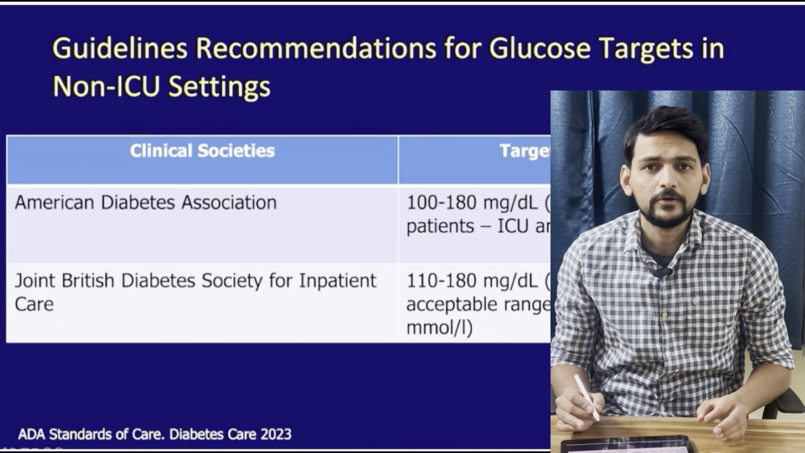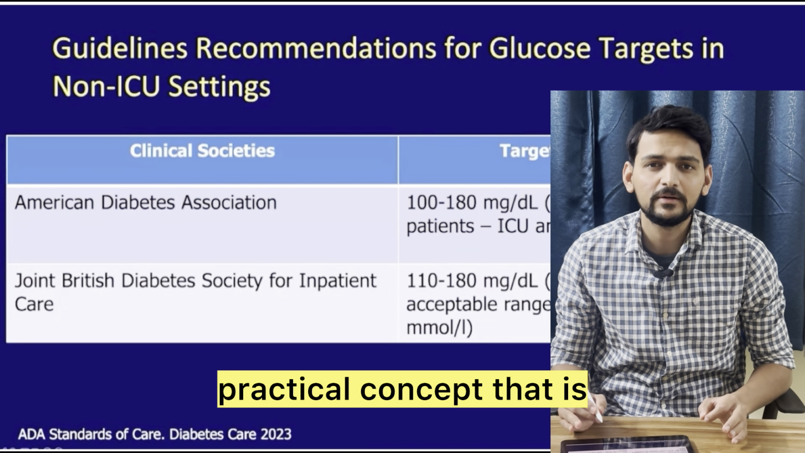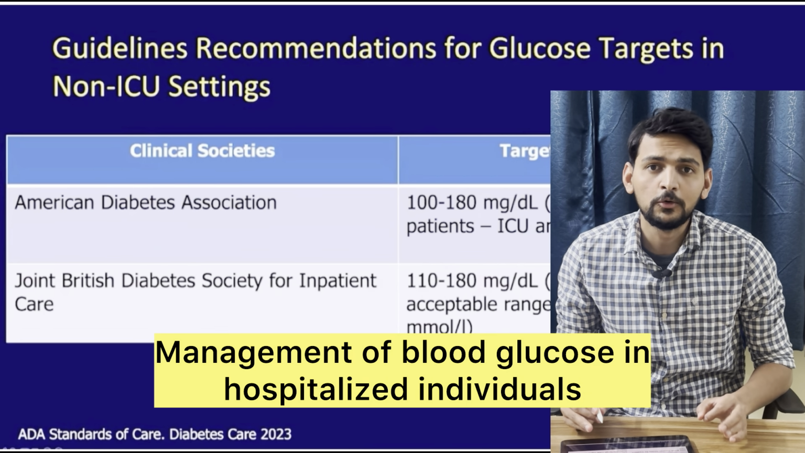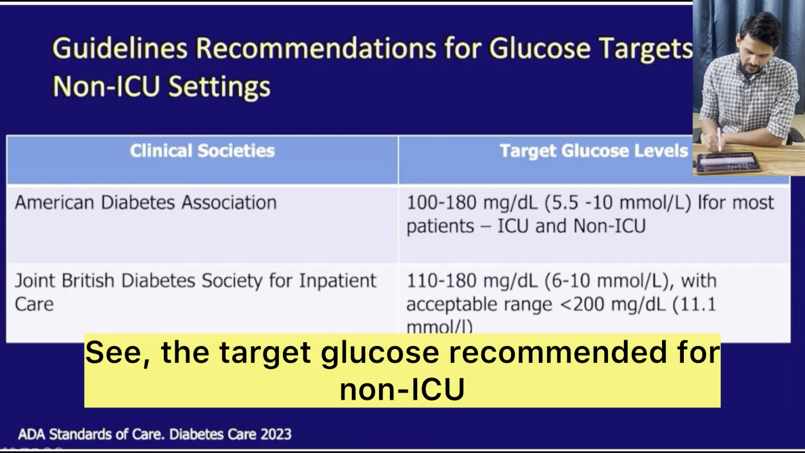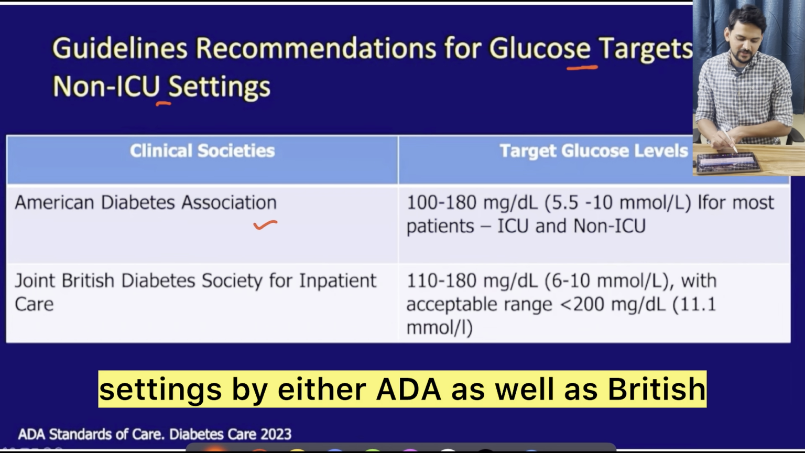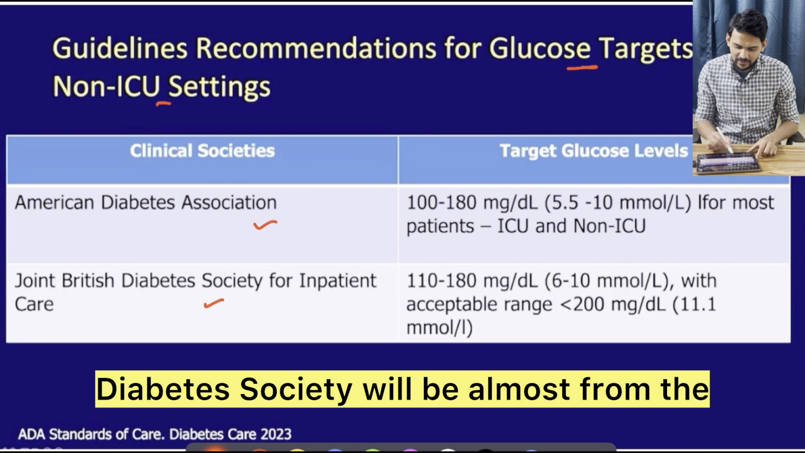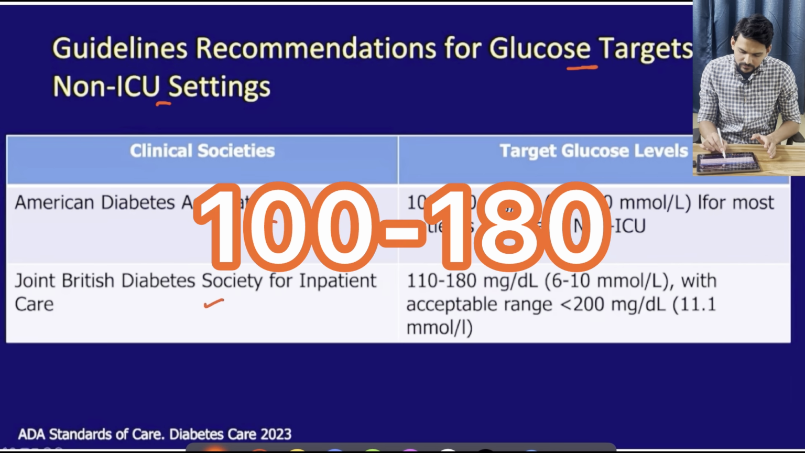Hello everyone. Today we will discuss one of the most important practical concepts, that is management of blood glucose in hospitalized individuals, mainly in non-ICU care settings. See, the target glucose recommended for non-ICU settings by either ADA as well as British Diabetes Society will be almost in the range of 100 to 180. So just remember this number.